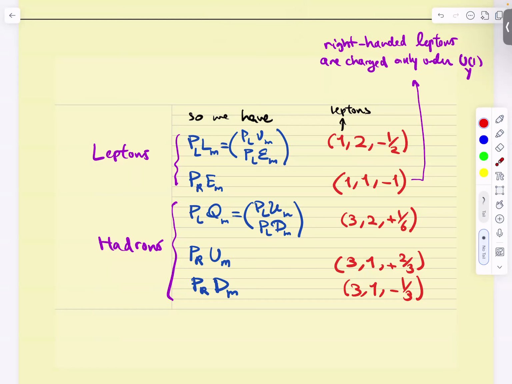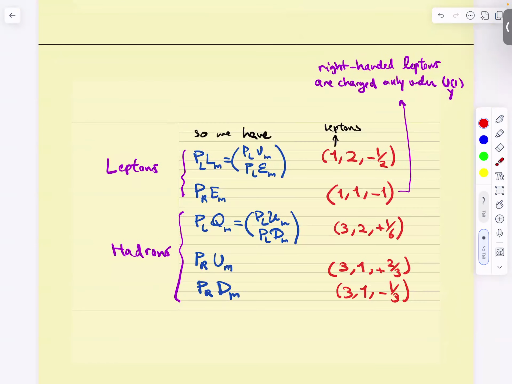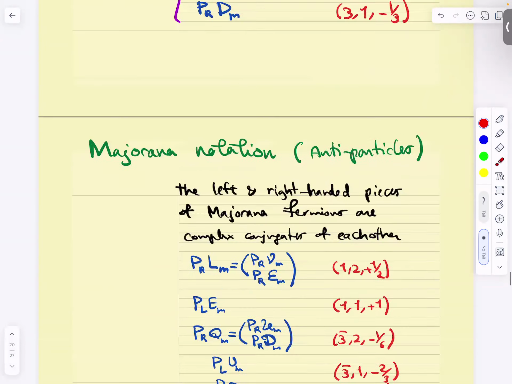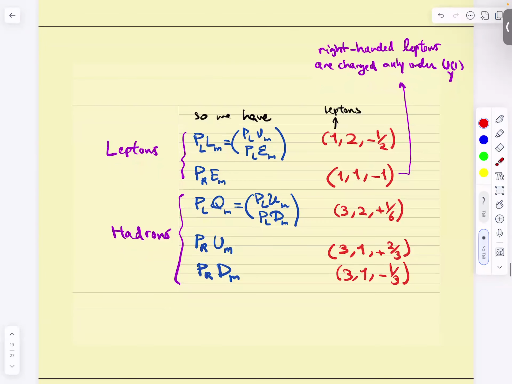Any questions about the matter content, the gauge content, and the leptons so far? There's one particle that remains. What's that one? Higgs. No, before talking about Higgs, I want to remind you of the Majorana notation and its consequences.